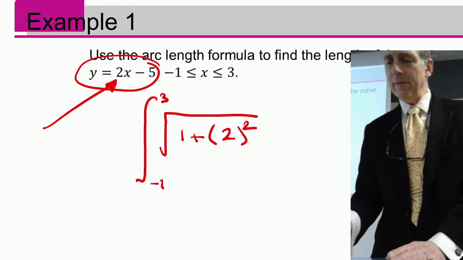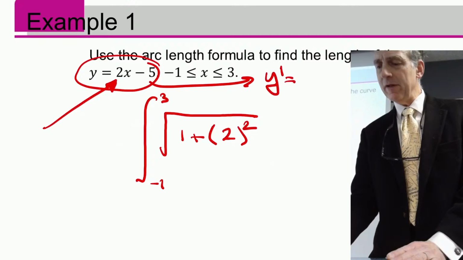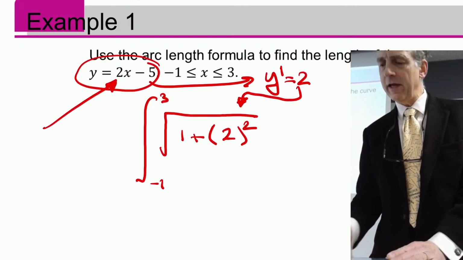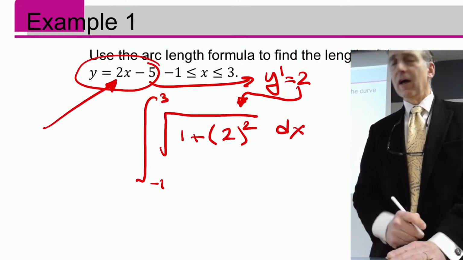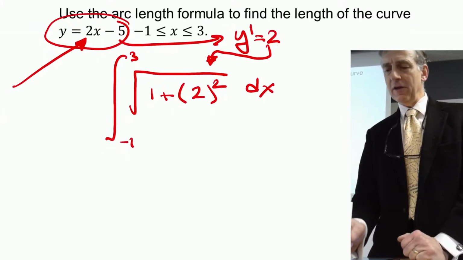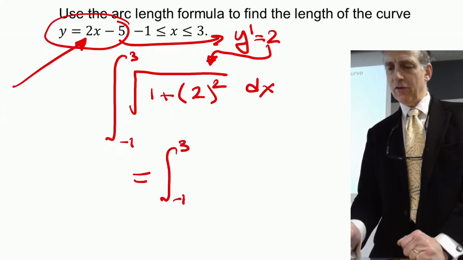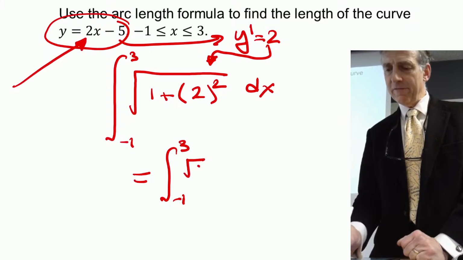So this is just going to be 2. Take the derivative. Let me emphasize that that's what's going on. Y prime is equal to 2. And that's what's going into my formula for the arc length. And then we do dx. Almost too easy. You could do this in your head. But let's go ahead and finish this up. So this will be the integral from -1 to 3 of the square root of 5.